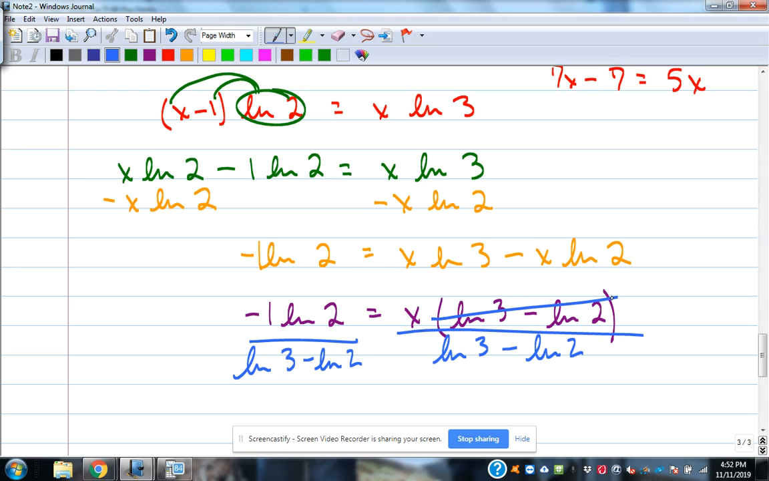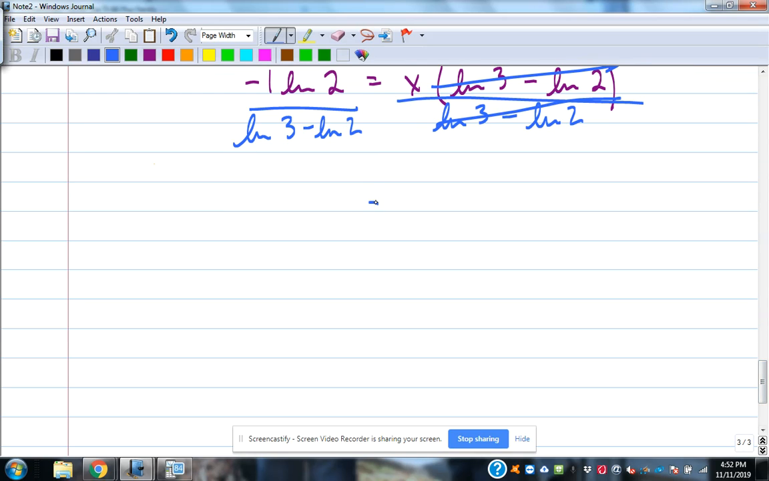On the right-hand side, they cancel each other out. That's what I wanted to happen. So I got x left. On the left-hand side, I got negative natural log of 2 over natural log of 3 minus natural log of 2, which we know is just a number divided by a number. And we can get a decimal approximation for that, which is what we want to do. So x is approximately whatever that is.